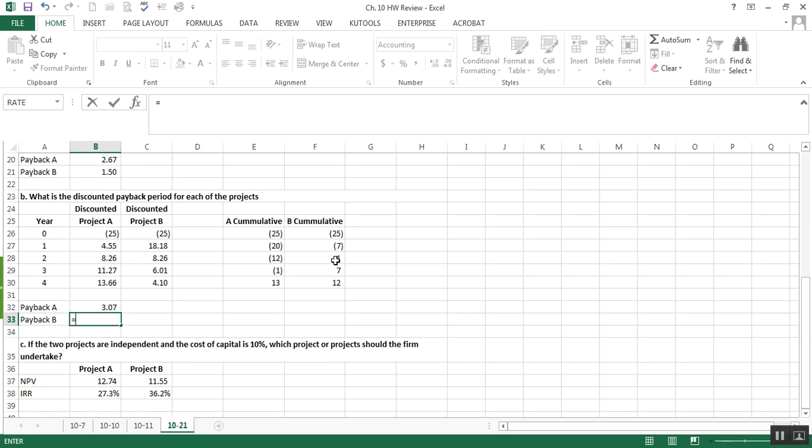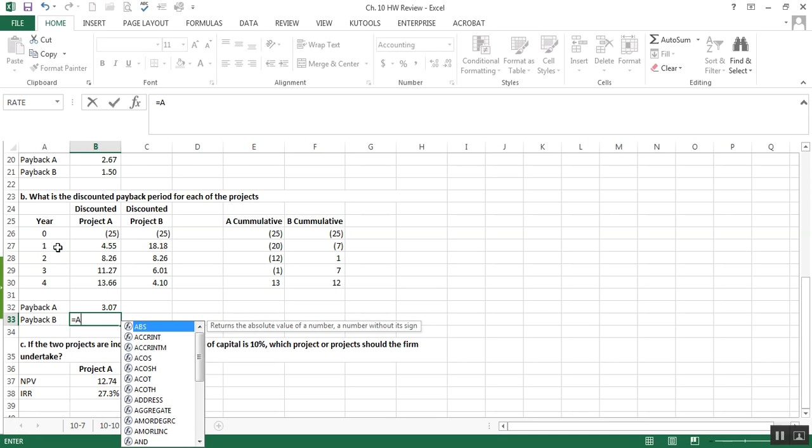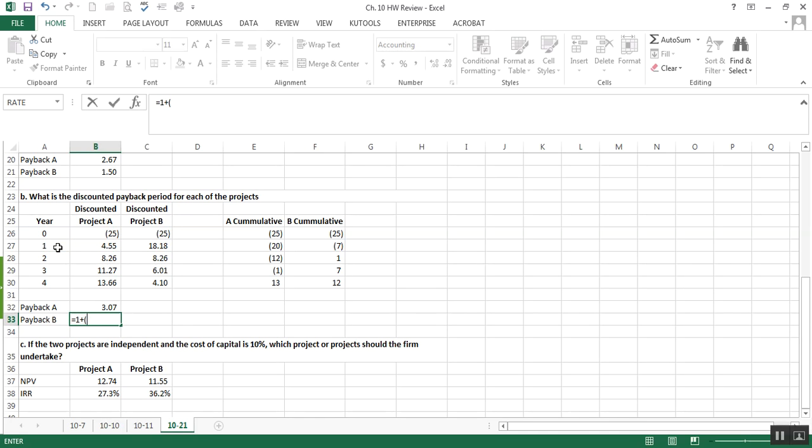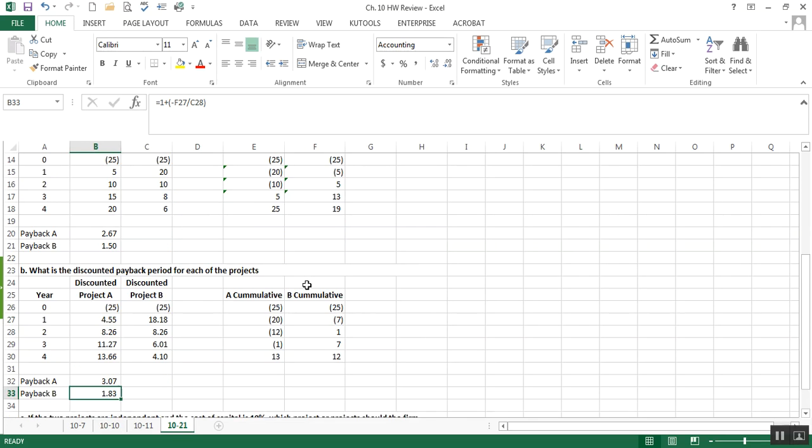And then here it turns positive in year 2. So we're going to start with year 1 and find out when that 7 is going to turn positive as a percentage of year 2. So it's going to be 1.83 years. Okay?